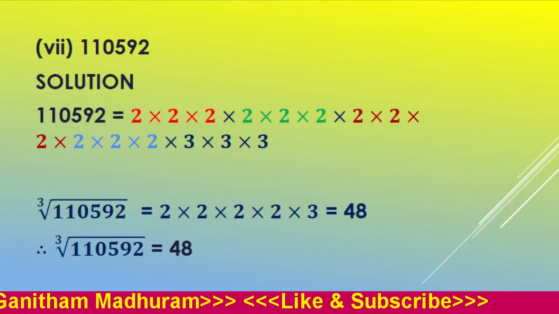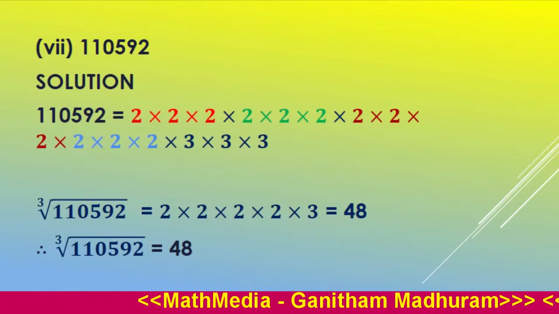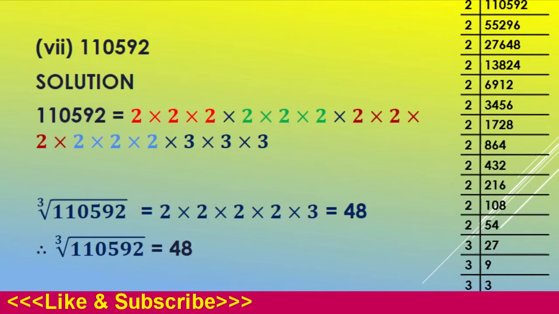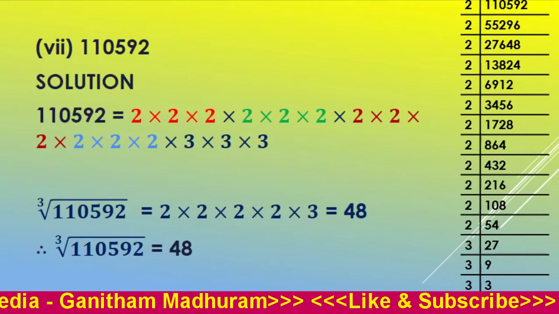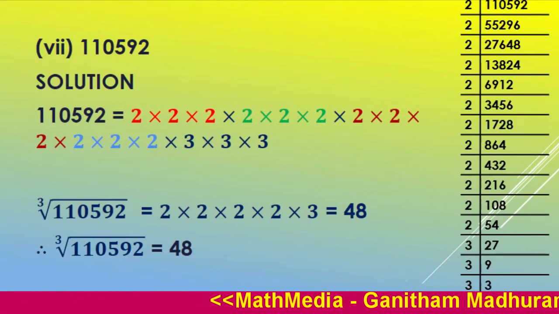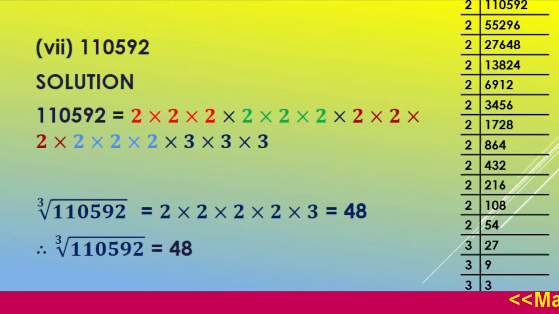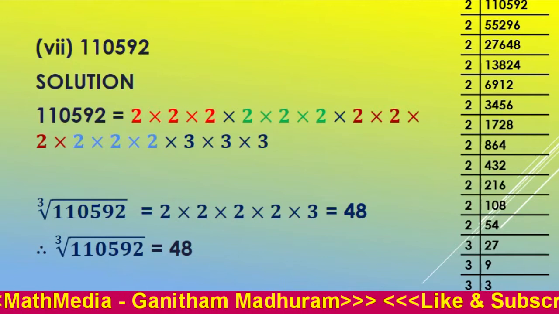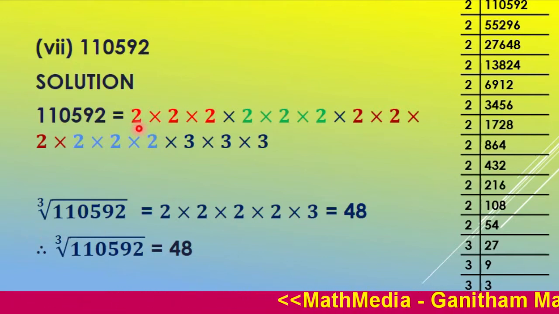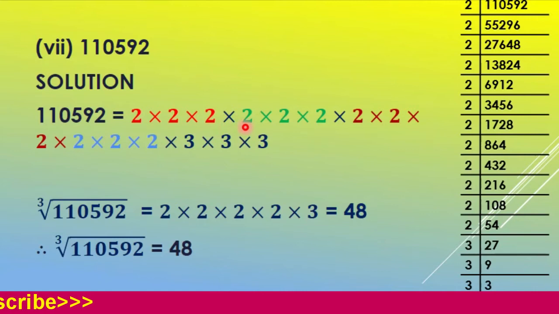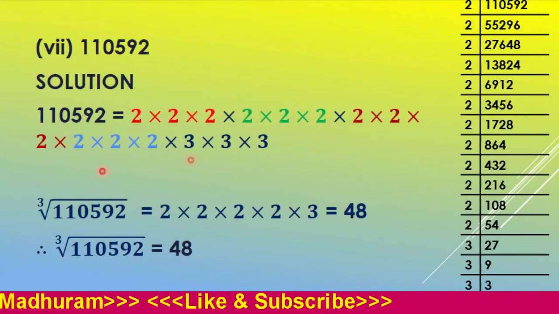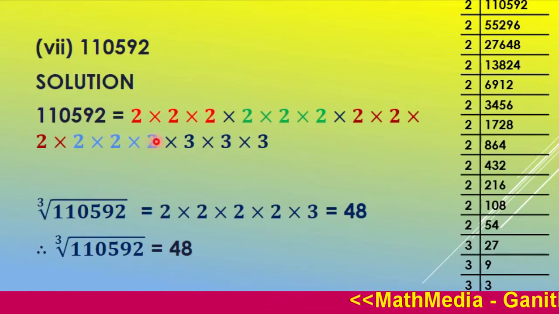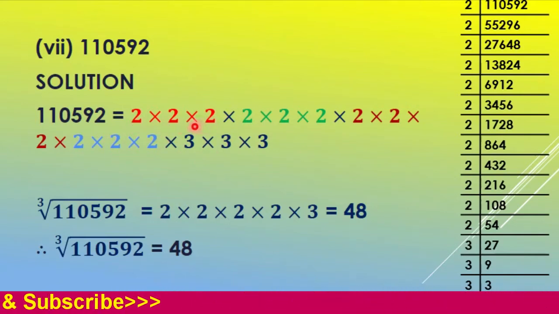So the next question is 1,10,592. First we can do the prime factorization of 1,10,592. We are getting 12 2's multiplied by 3 3's. Next step, to make a group of 3. So I am making one group of 3, second group of 3, third group of 3, fourth group and fifth group of 3. And the next step is from each group take one number.